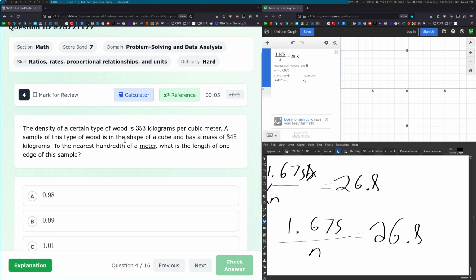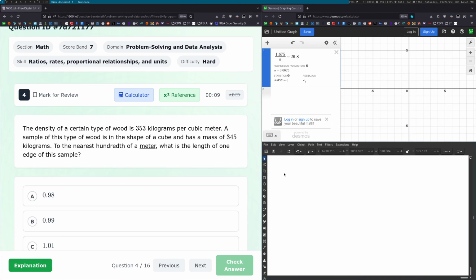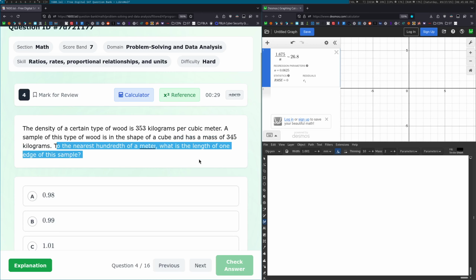This is another dimensional analysis question. The density of a certain type of wood is 353 kilograms per cubic meter. A sample of this type of wood is in the shape of a cube. It has a mass of 345 kilograms. To the nearest hundredth of a meter, what is the length of one edge of the sample? Never mind, there's no dimensional analysis for this.